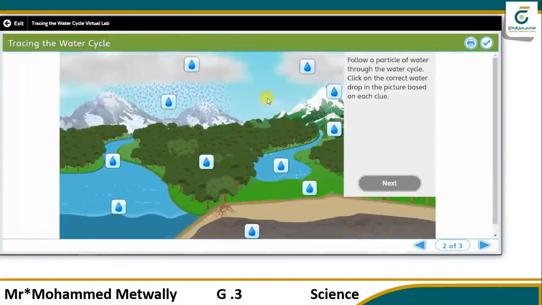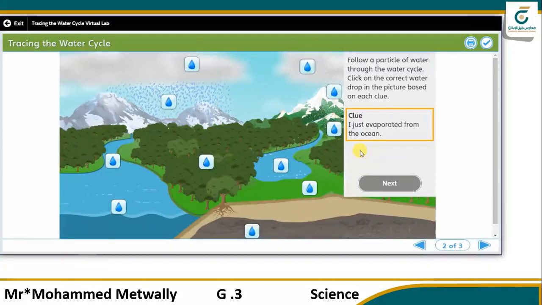Here is a drop. The drop can move or transfer from one place to another according to the processes that take place. So the water drop will talk about itself and give us clues to follow. With the first clue, we don't know where the drop of water is right now, so we can follow the clues to understand what is the location of the water drop.